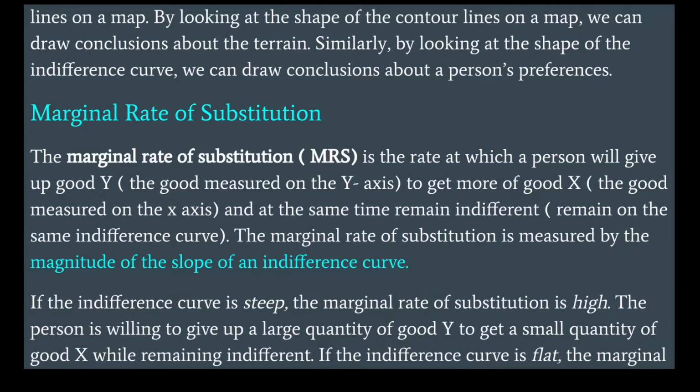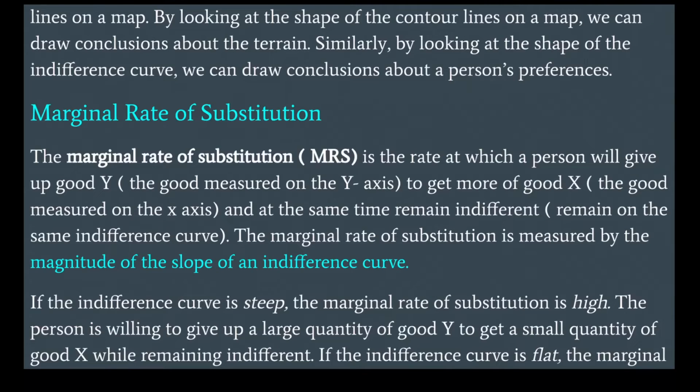Marginal rate of substitution. The marginal rate of substitution is the rate at which a person will give up good Y, the good measured on the y-axis, to get more of good X, the good measured on the x-axis, and at the same time remain on the same indifference curve. The marginal rate of substitution is measured by the magnitude of the slope of an indifference curve.